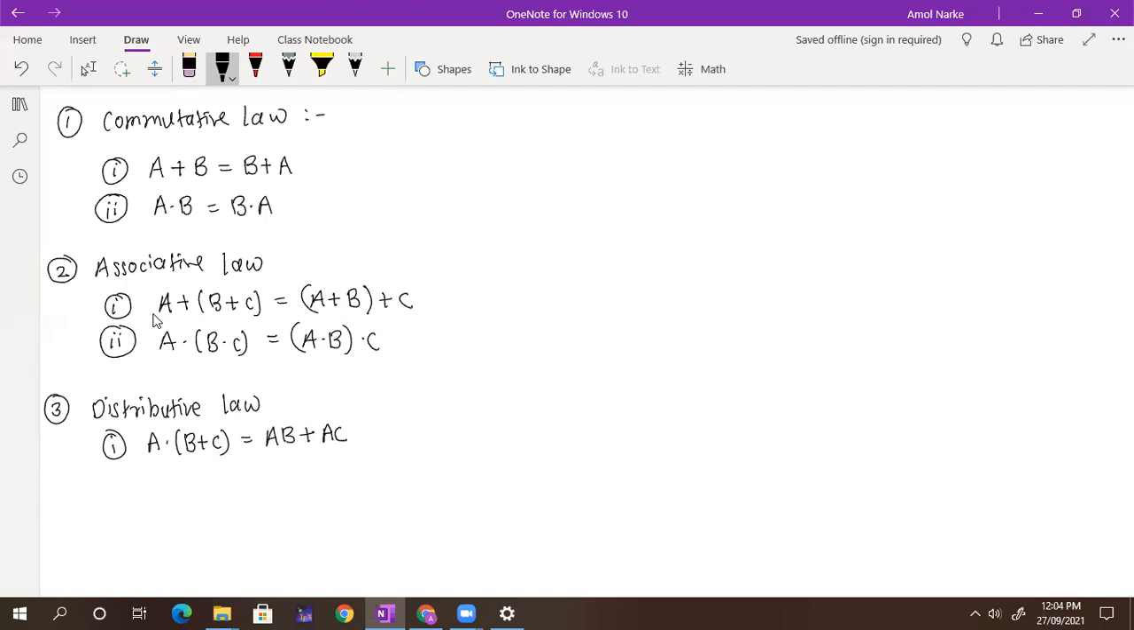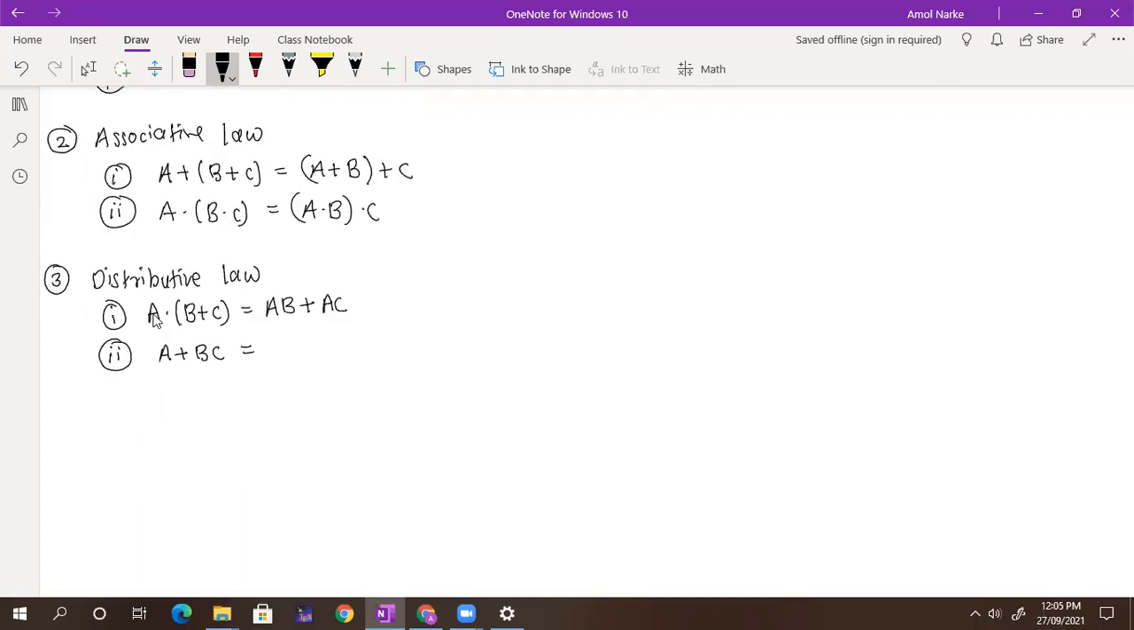What is the second one? A plus BC. Here it is interesting. Can someone tell me what it comes? For that purpose, we require one more law, the idempotent law. So what is the idempotent law? First we discuss idempotent, then we'll go further. Then you will realize that. So write down the idempotent law.